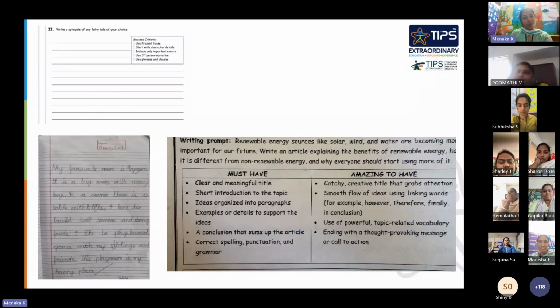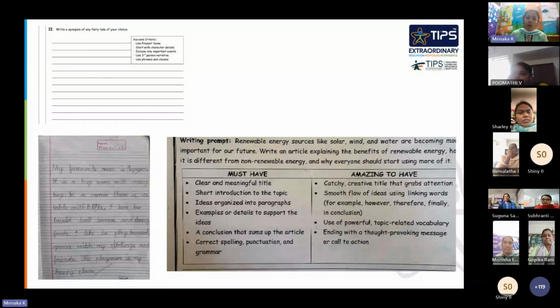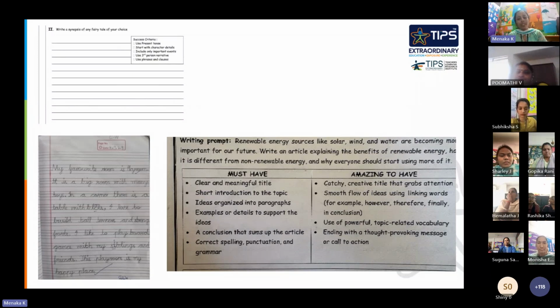We can also use "must have" and "amazing to have" in our worksheets or assessment sheets. Must have is what you should always have, compulsorily, when you write a piece of writing. But amazing to have is something you add on which will grab the reader's attention. So we can also have this must have and amazing to have in our worksheets or in our assessments.